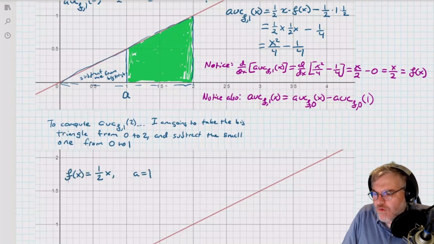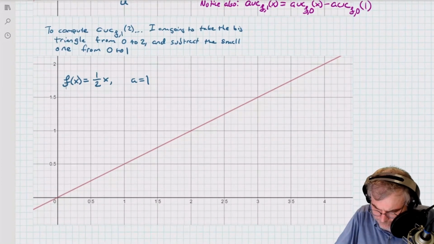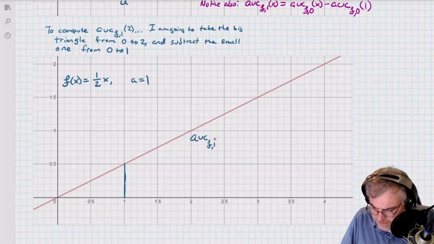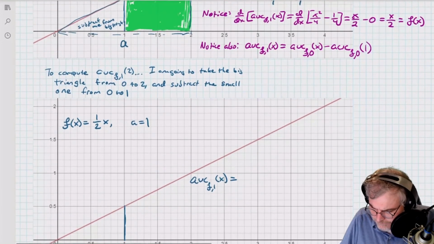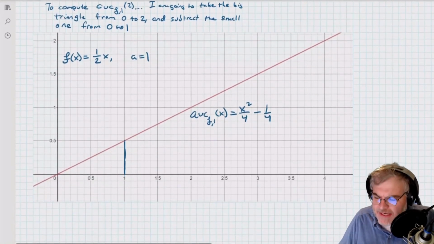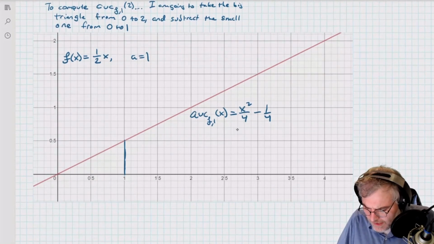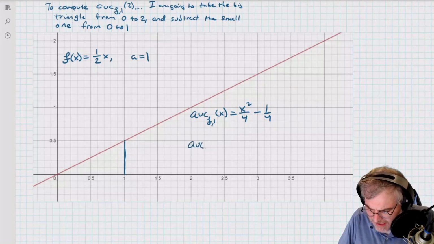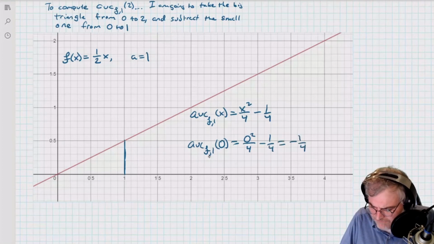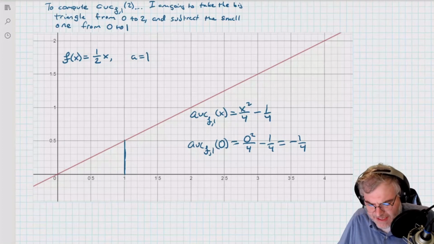Now, if I take my formula, so my formula was AUC F1 of x equaled x squared over 4 minus 1/4. So the next question is, what happens if my base point is to the left? Okay. Well, let's say I want AUC F1 of 0. According to my formula, I should get 0 squared over 4 minus 1 over 4, which equals negative 1/4, which gives me this other thing. If I'm left of the base point and above the x-axis, I have negative area.